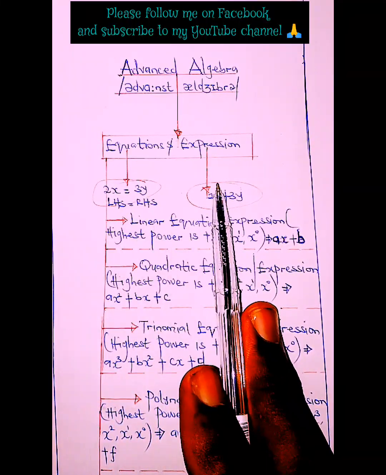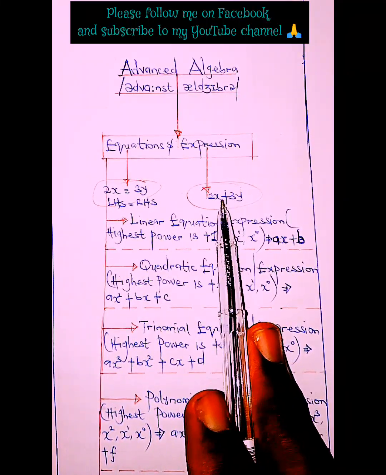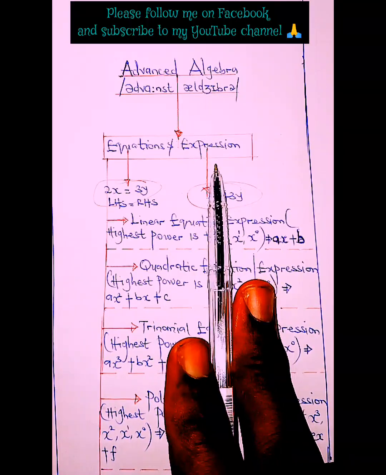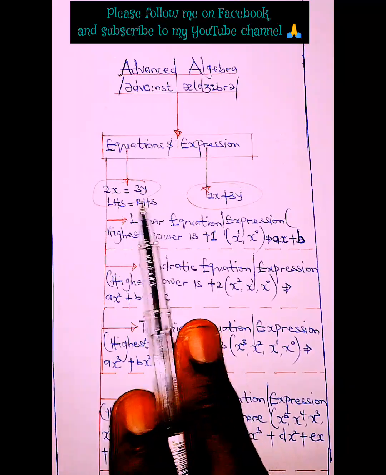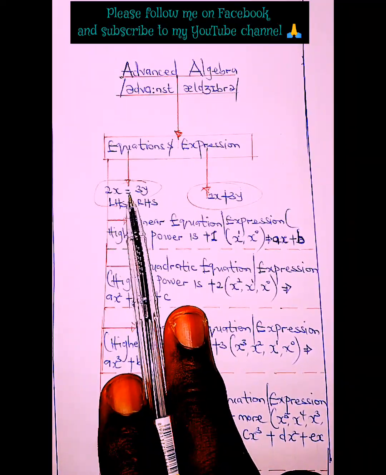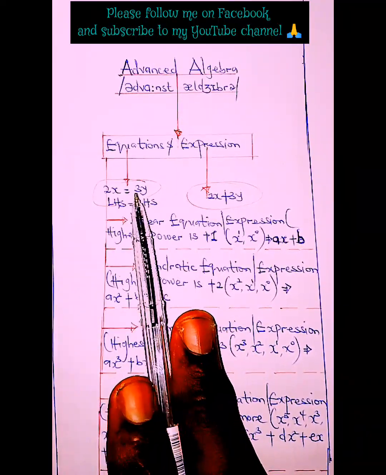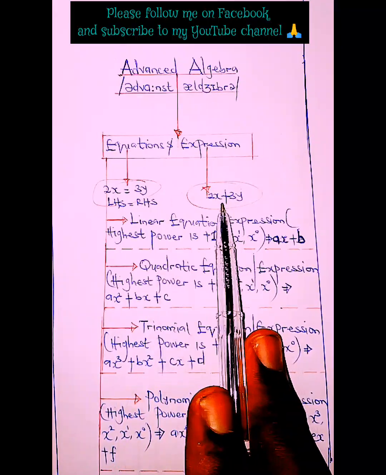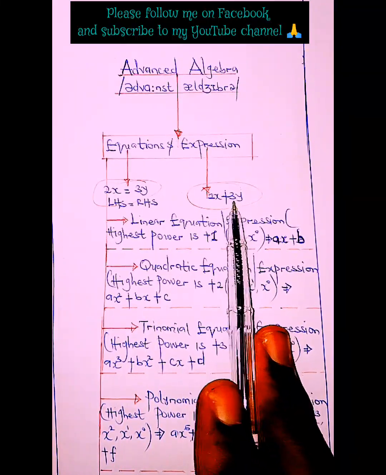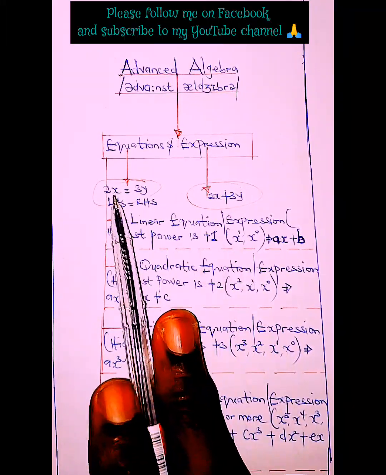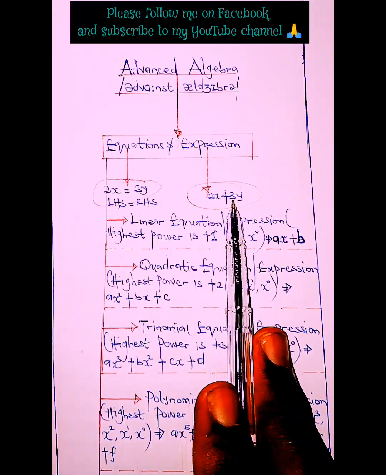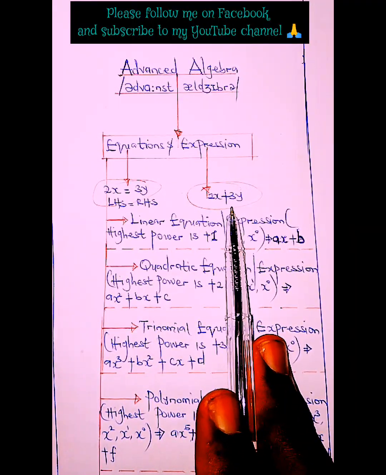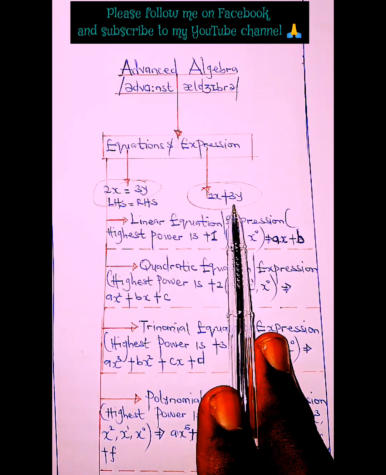When we talk about expression, the major difference between expression and equations is simply the presence of the equality sign. This equality sign is what differentiates them. This is 2x equals 3y, whereas this is 2x plus 3y. So that's the major difference. This is equal to this, so it is balanced, while this is just like some of the stuff we worked on in basic algebra.